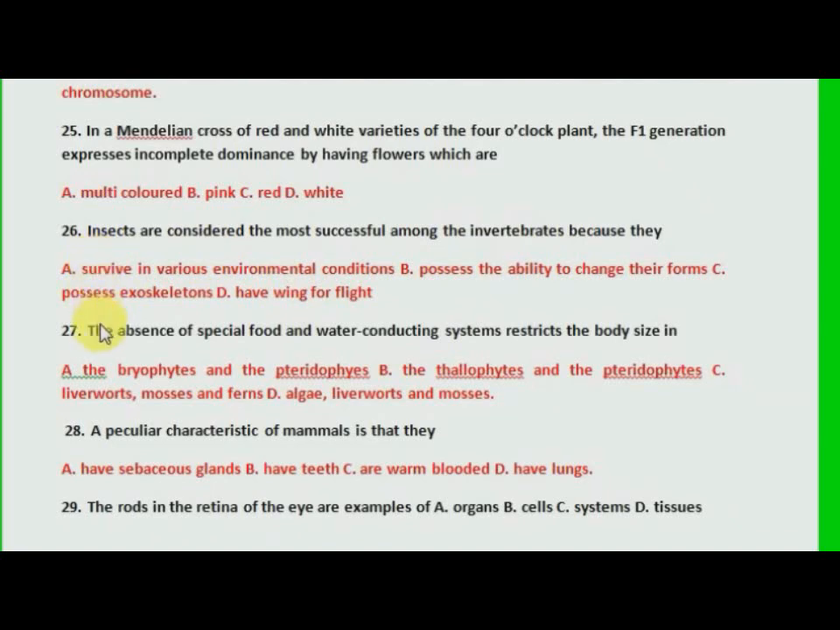The absence of special food and water conducting system restricts the body size in majorly bryophytes. No. Okay, this would have been correct, but pteridophytes have that. So the answer is going to be an example of pteridophyte: algae, liverworts, and mosses. This is a thallophyte. These two are both bryophytes, so they are lower compared to this. This would have been correct, but because this is an example of this, we cannot pick that.